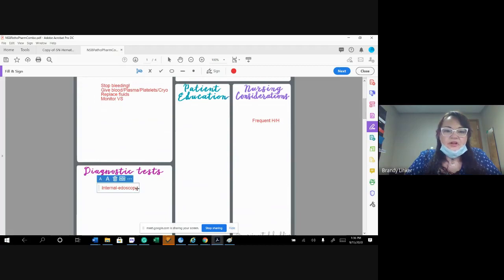Another test that can help us determine if it's hypovolemic anemia is a fecal occult blood test. Okay? We can check their stool for blood. And then obviously we're going to monitor hemoglobin and hematocrit.